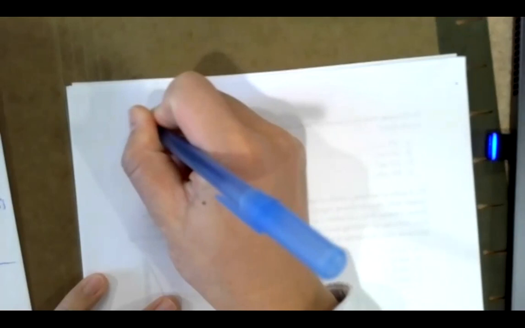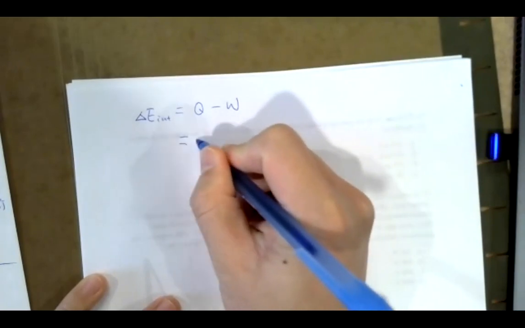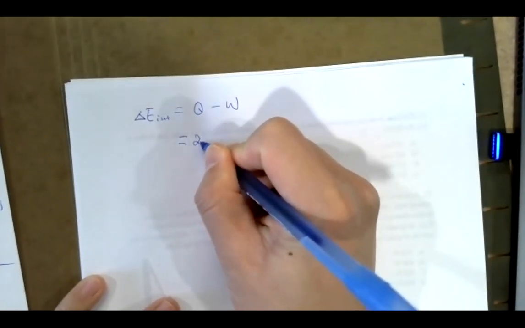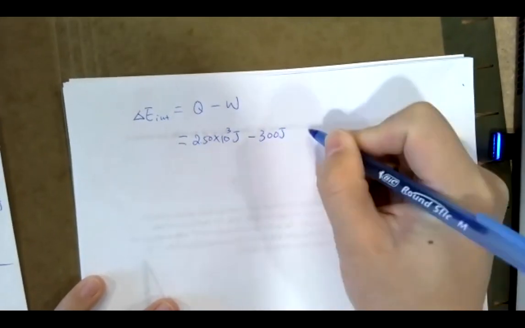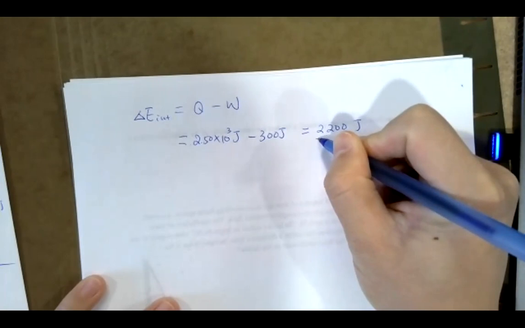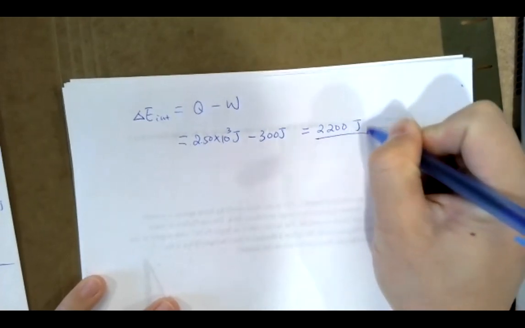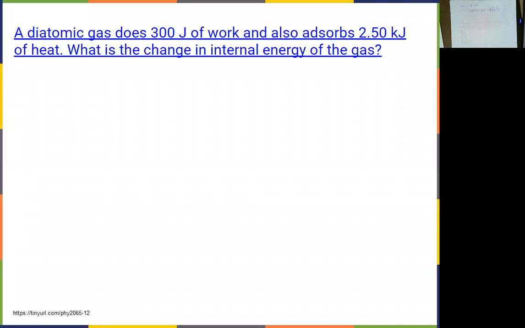Do it this way. You're going to use the equation: change in internal energy is equal to heat minus work. The heat is 2.5 kilojoules, so times 10 to the 3, and it does 300 joules of work. So this would be 2200 joules of internal energy change. Should be kind of straightforward.